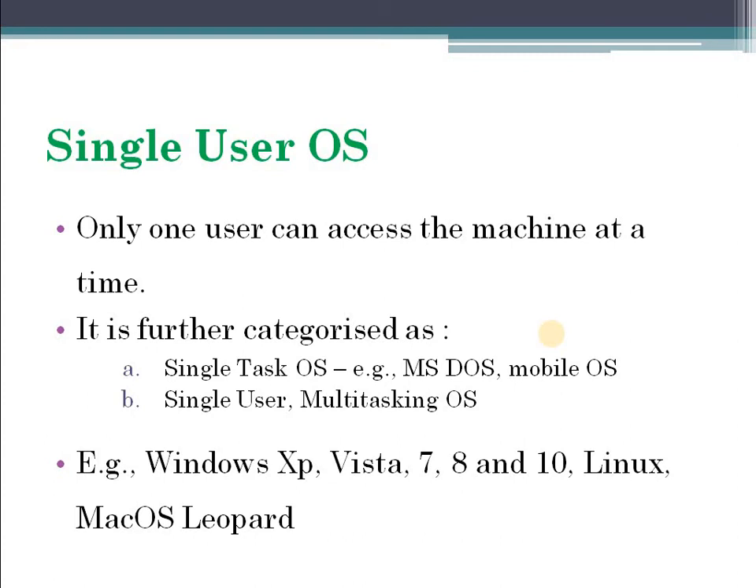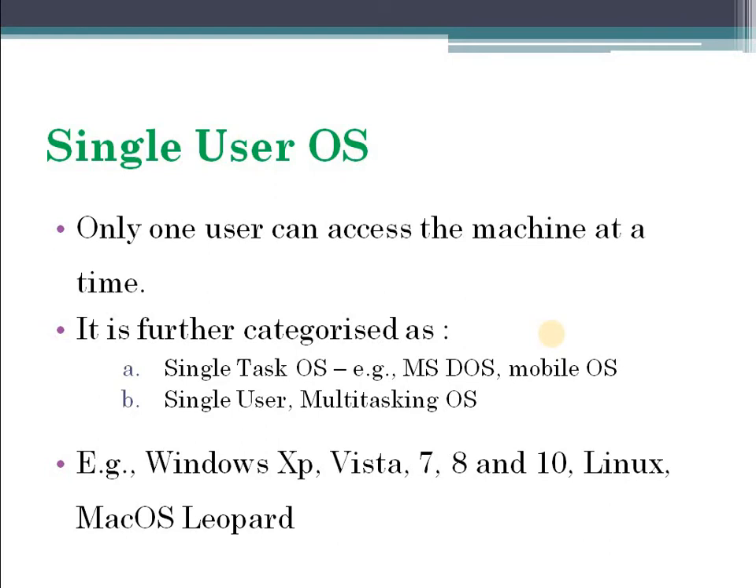Only one user can access the machine at a time, and it is further categorized as single user single task and single user multitasking operating system. Single task means only one program can be executed at a time. An example of this type of OS is MS-DOS, and earlier mobile operating systems, not Android. So only one task could be executed at a time.